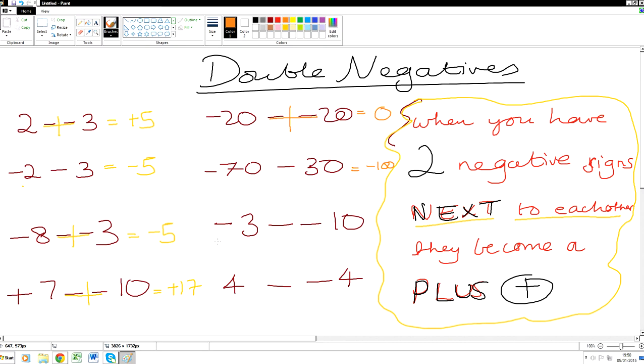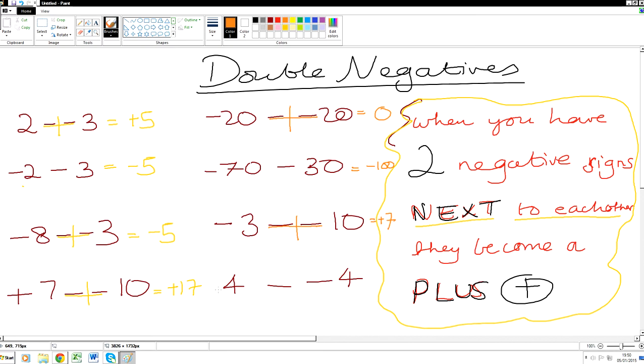Next one. Let's have Halima. Minus 3 minus minus 10. We have three minuses. Are two of them next to each other? Yes. The ones which are next to each other, we change them into a plus. Just those two. So minus 3 add 10 will give us an answer of? Plus 7.